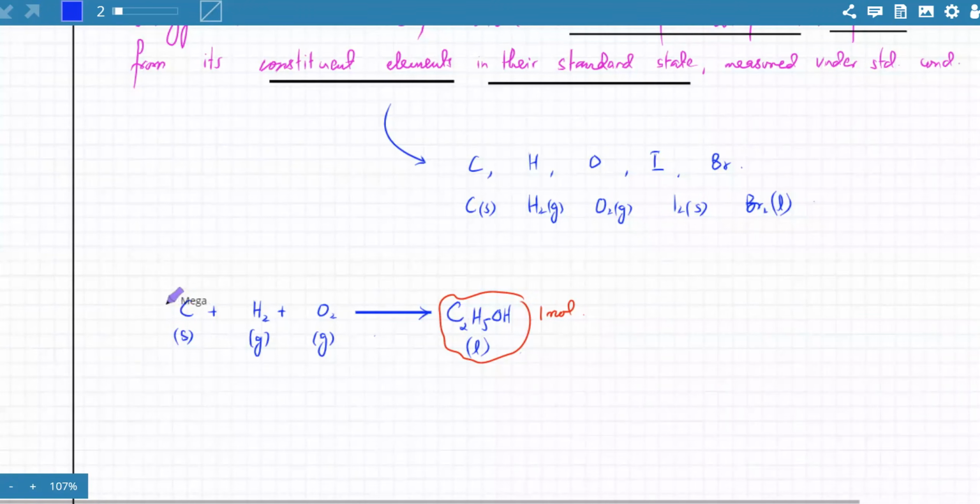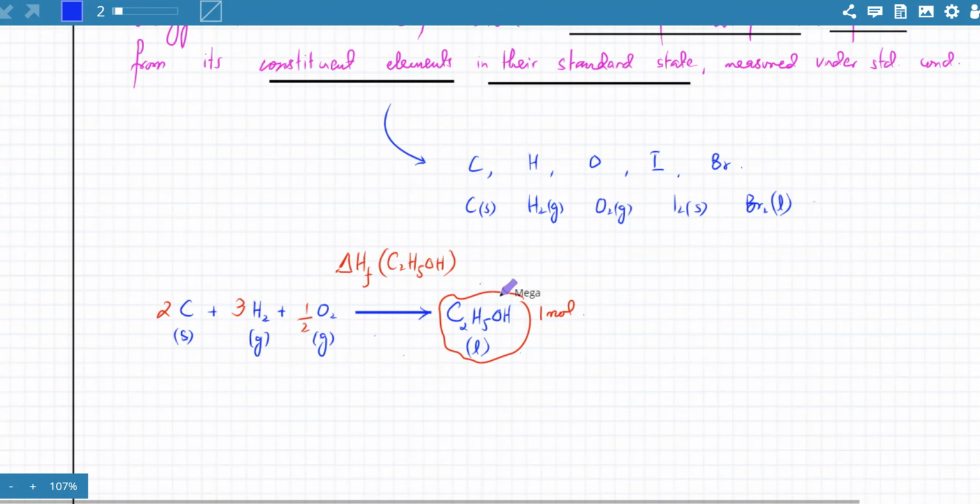So you balance accordingly. There should be 2 carbons, there should be 6 hydrogens, so there would be 3 H2 gas molecules, and there's going to be half O2 gas molecules. So the enthalpy change of this particular reaction, whatever the energy change is, whether it's endothermic or exothermic, will be assigned a label which would be called the enthalpy of formation of ethanol, C2H5OH. So this would be the label that would be assigned.